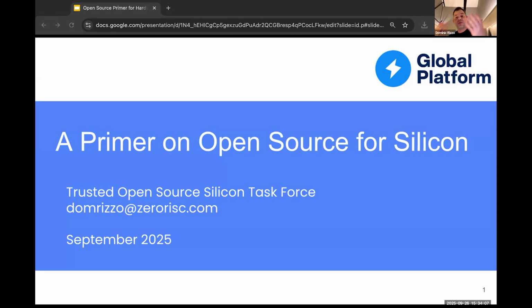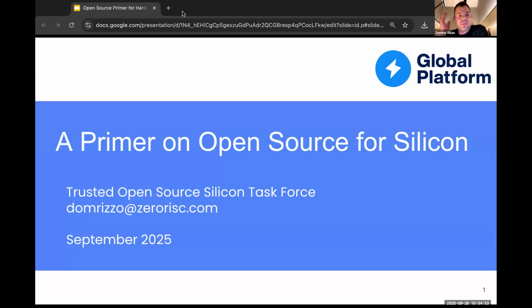So first, I'm going to give a primer on open source and specifically how open source applies to secure and transparent, trustworthy silicon. I know that there are some potentially unfamiliar terms and styles of working in open source. So I'm going to cover a little bit of that at the beginning and then dive more into what I think most folks are here for.